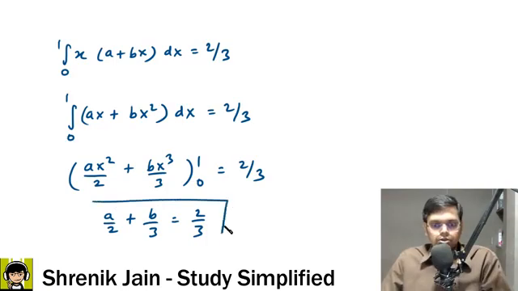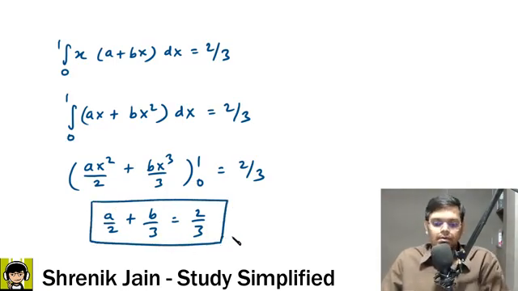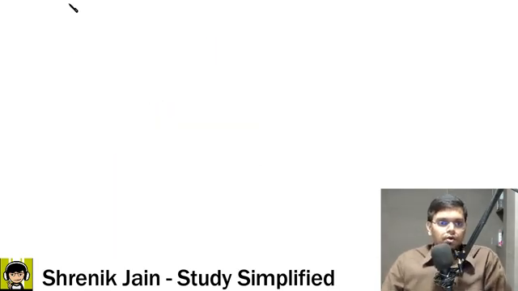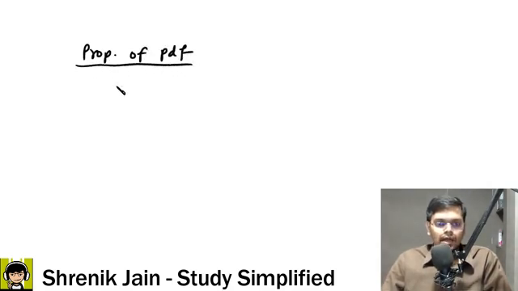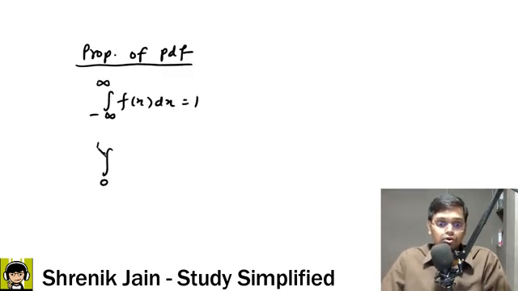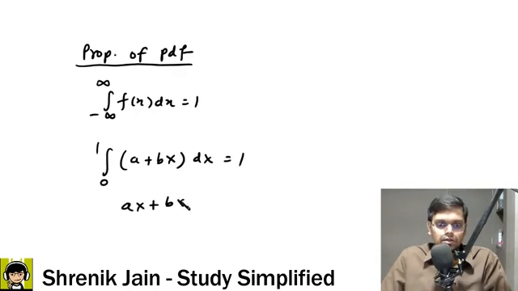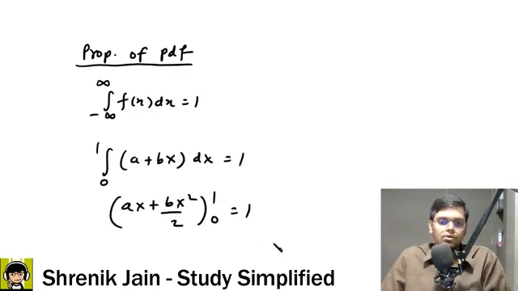So this, my first equation, I am putting in the dabba, है ना, बचपन में कहा जाता है डब्बे में डालो. चलो. So now next, sir, as per the property of PDF, we also knew that integral minus infinity to infinity f of x dx is equal to 1. But my function works in 0 to 1 and my function is a plus bx. So if I talk about the equation, this is how the equation would look like. Guys, please check it out.